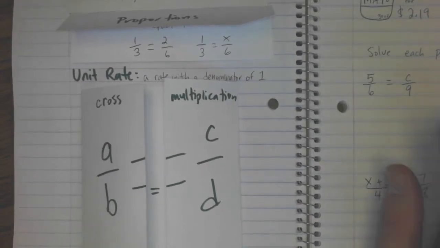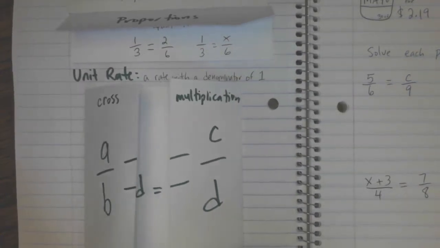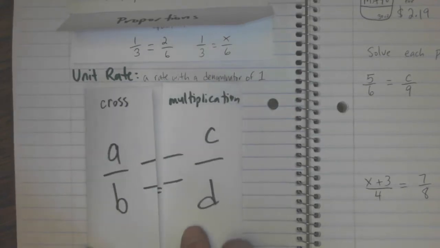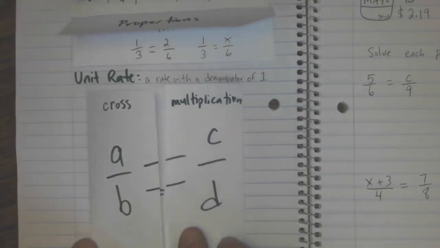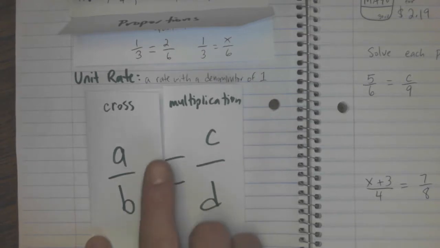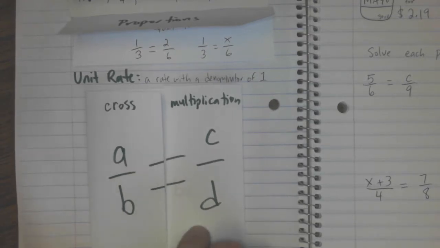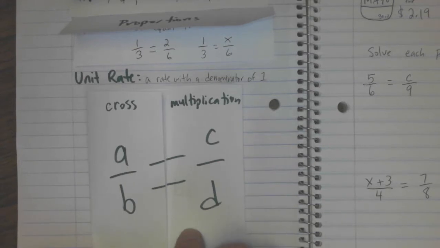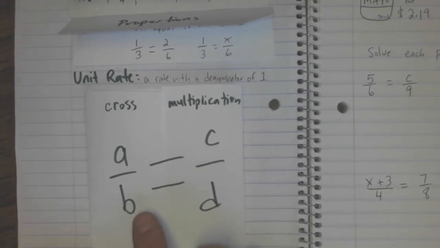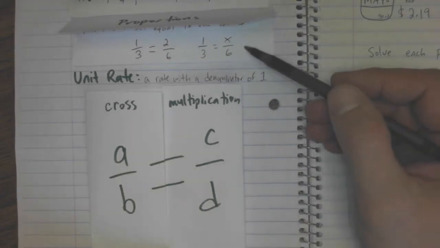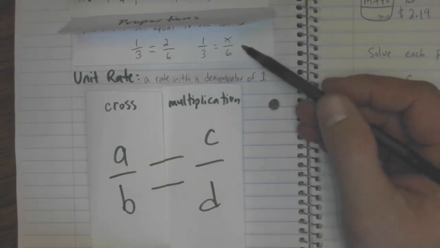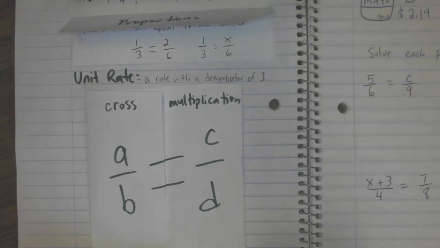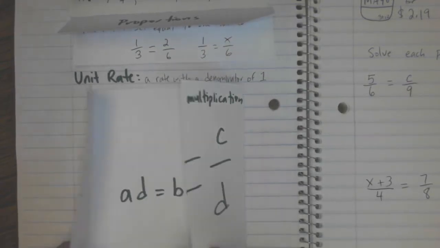All right, so the next foldable looks like this. So it's just a piece of paper folded like so. And it's kind of a hint to how to do this cross multiplication. So if you see a proportion, which this is a proportion, because a proportion is two ratios set equal to one another, and you have, like what I showed you up here, a missing number, to find that missing number, what you have to do to solve is to do some cross multiplication.